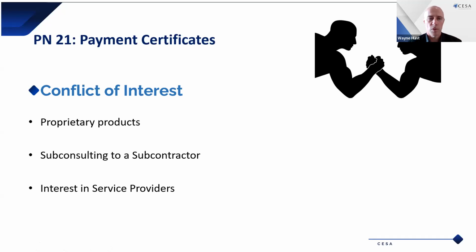Then we've got sub-consulting to a subcontractor. We had a situation on one of our projects, a road project, where we had a drilling contractor. The drilling contractor drills cores. The core logging of the cores is done by a consultant. So we were not able to bid for that work, as it would be a conflict, because once the drilling contractor submits his payment certificate to yourself, you are then certifying work which you yourself have done. So one can see that there is a conflict there.